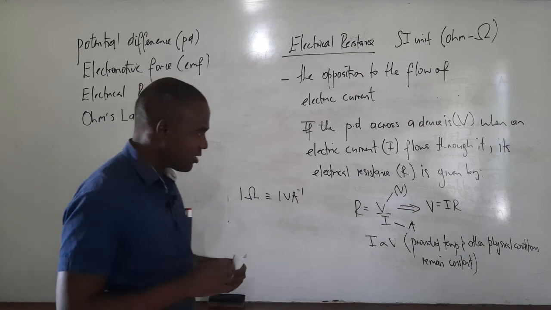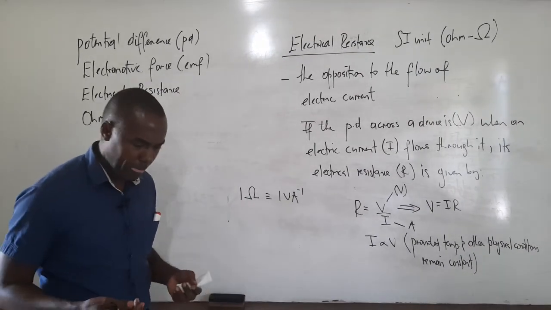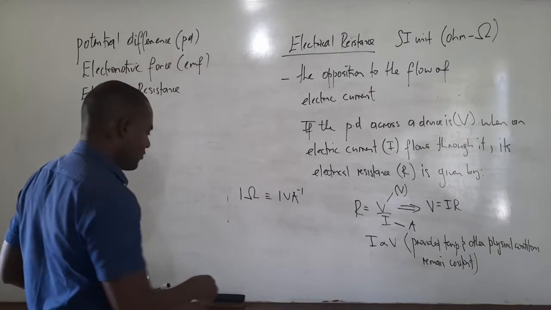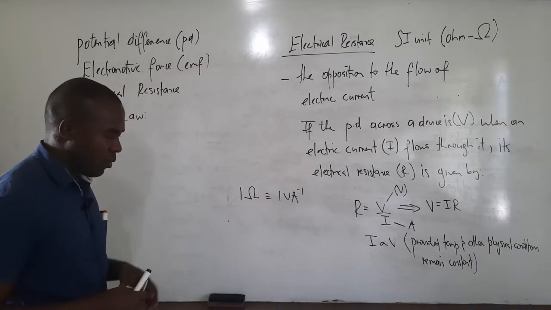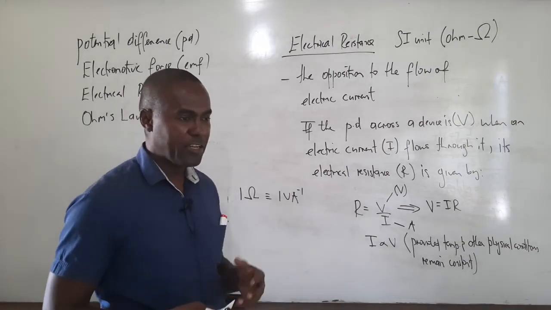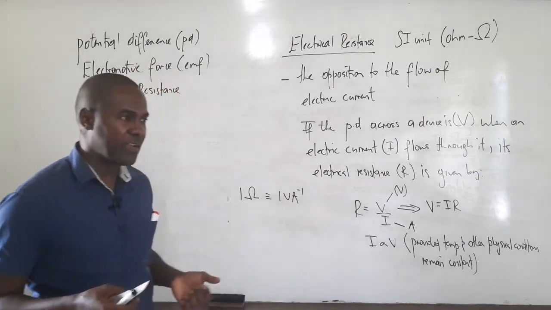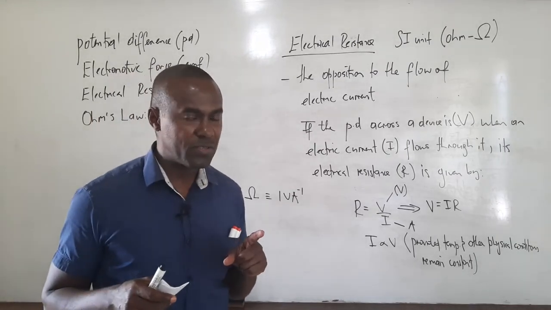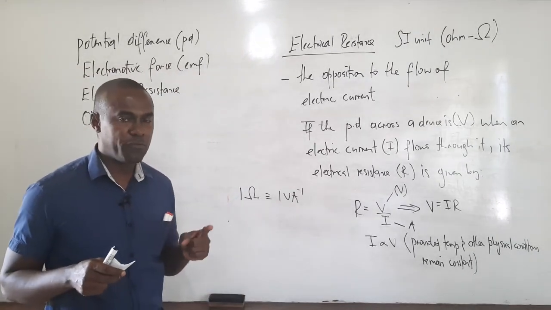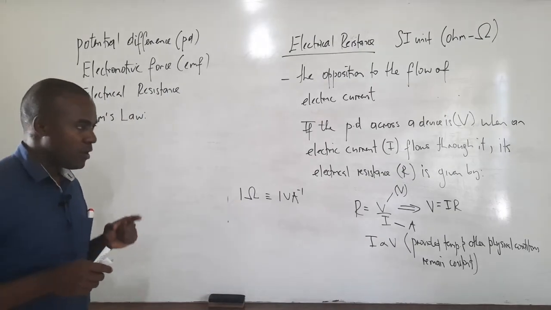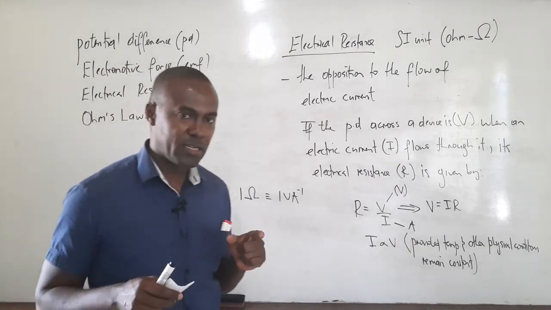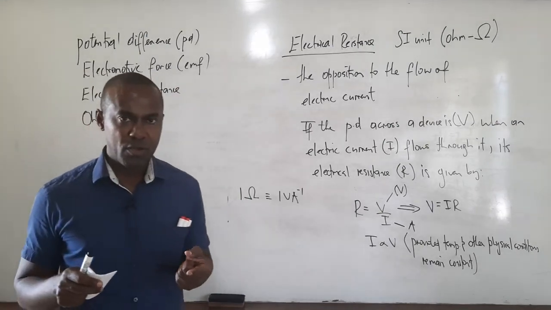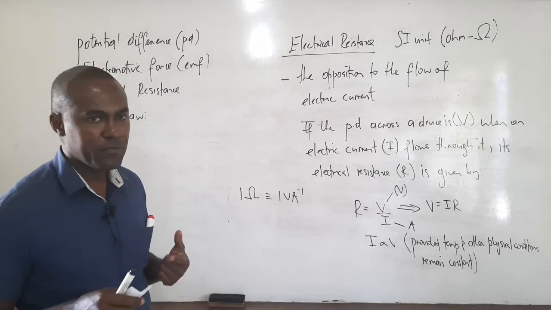And essentially from this equation, we can provide a definition for the SI unit of resistance, the ohm, right? So from this, we can state that 1 ohm is the electrical resistance of a device through which a current of 1 ampere flows when the PD across it is 1 volt. So again, 1 ohm is the electrical resistance of a device across which the PD is 1 volt when an electric current of 1 ampere flows through it.